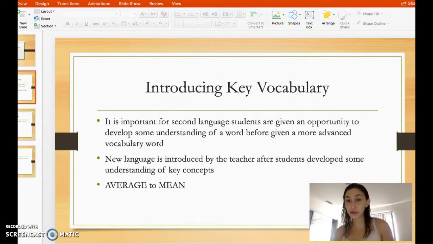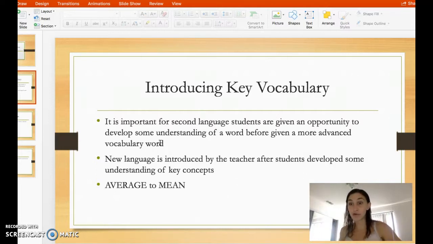So first is introducing key vocabulary. A few topics stood out to me when it said it is important for second language students to be given an opportunity to develop some understanding of a word before given a more advanced vocabulary word. So I feel like in math there are all of these dumbed down words such as the average. And students are really able to understand what that means.